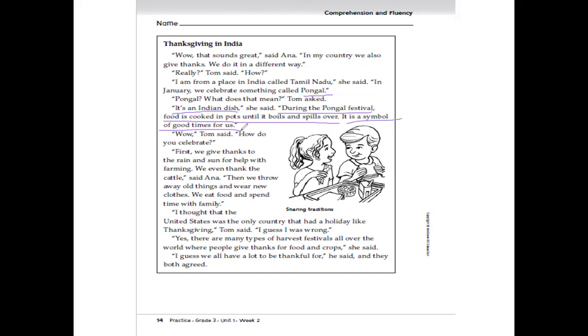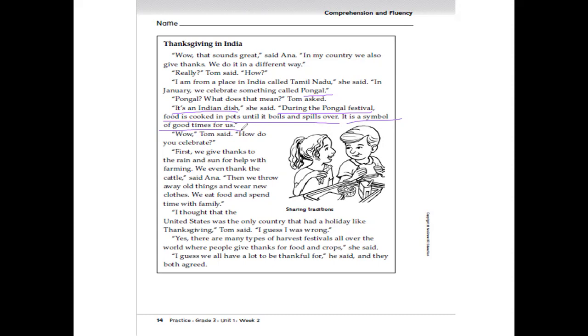First, we give thanks to the rain and sun for help with farming. We even thank the cattle, that means the cows and the sheep, said Anna. Then we throw away old things and wear new clothes. We eat food and spend time with family.